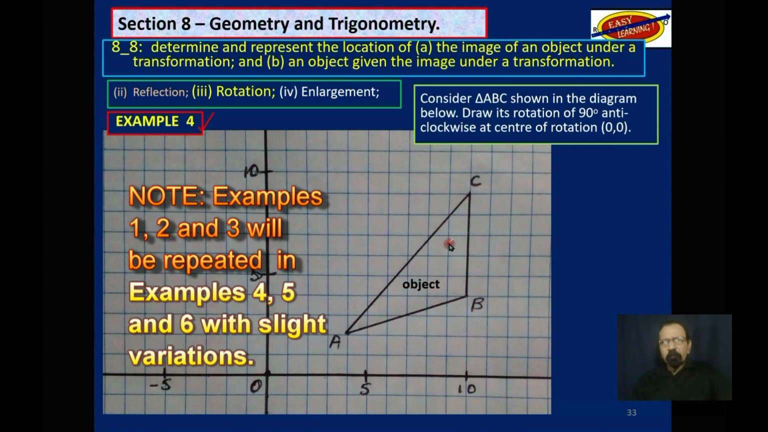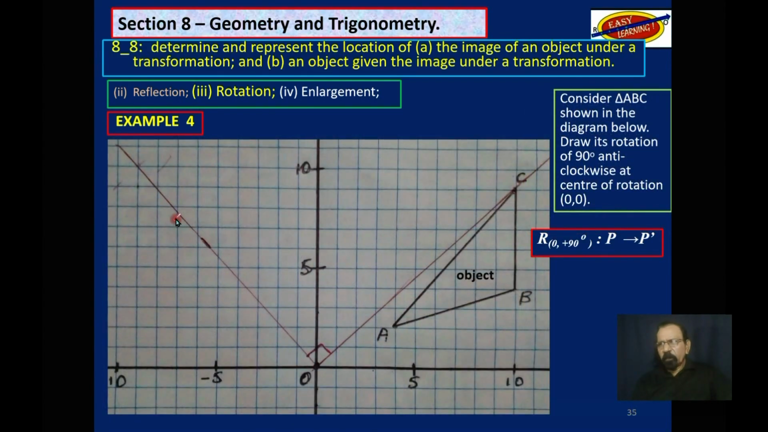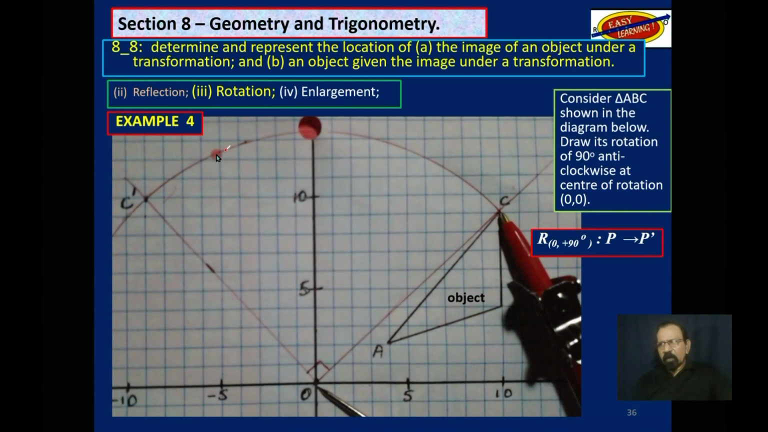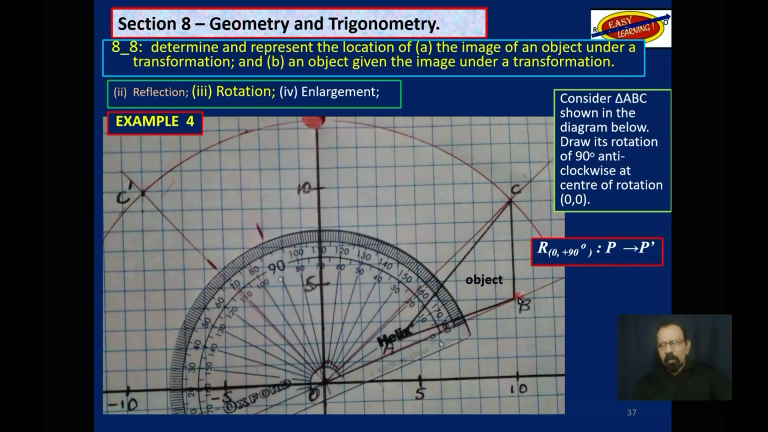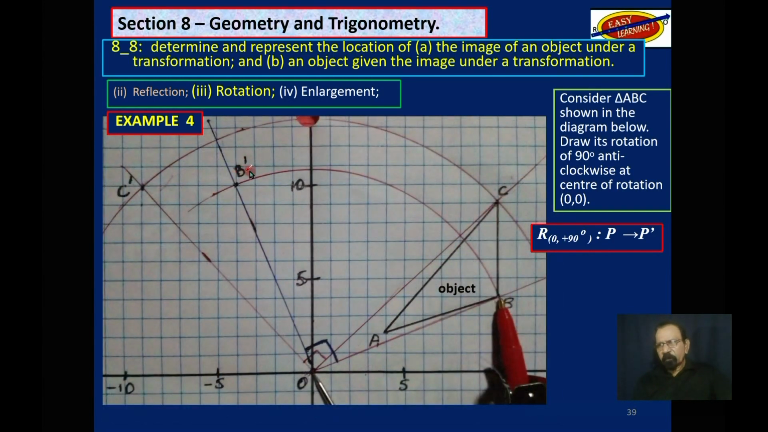Example 4. Now, this is basically the same thing we were doing, except no part of the object is touching any of the axes. So we'll have to draw an extra line. So from C to there, draw that construction line, measure 90 degrees here, mark that off, draw a line through here, and draw an arc through there. That will give us C prime. You do the same thing for B, construction line, measure 90 degrees through here, mark that off, draw a line through here. Once you get that, from B you draw an arc, and that would give us B prime.